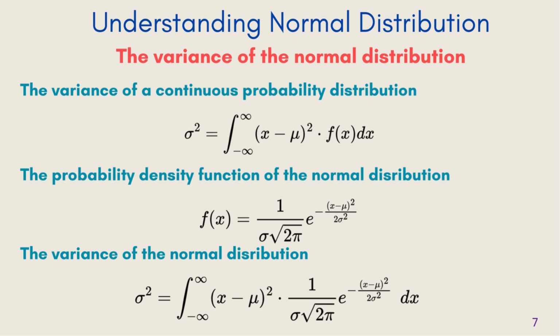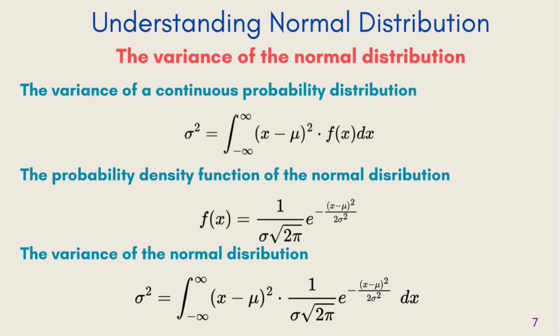In this slide, we're discussing the determination of the variance of the normal distribution using the equation for the variance of a continuous probability distribution. The variance, denoted as sigma squared, represents the variance of a random variable in a continuous probability distribution. It is calculated using the integral sigma squared equals integral from minus infinity to plus infinity of x minus mu, squared, times f of x dx. This formula involves integrating the product of x minus mu, squared and its probability density function f of x.